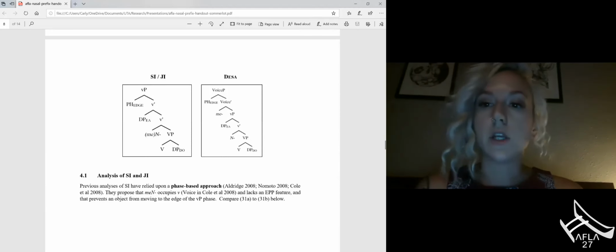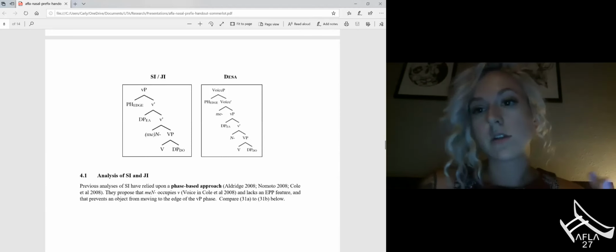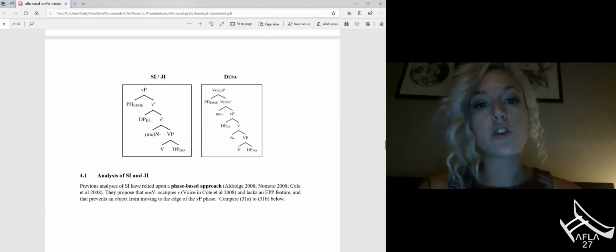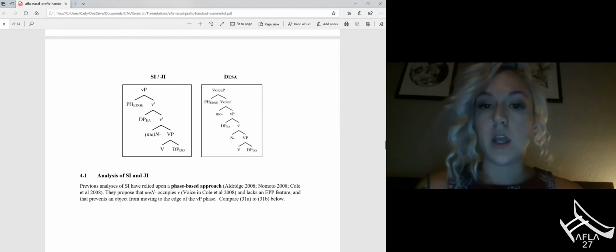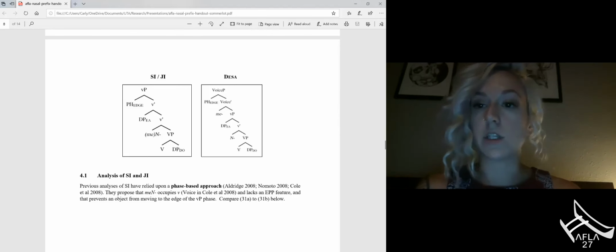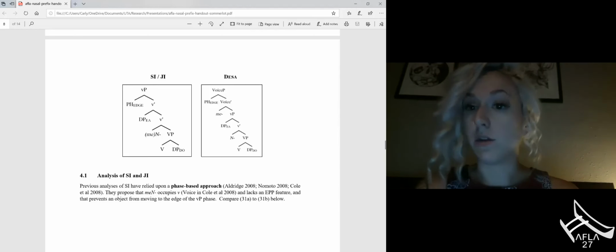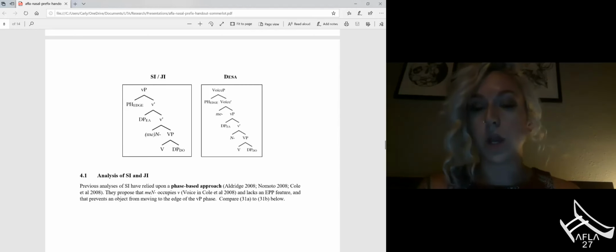So in Standard and Jakartan Indonesian, we see just this little vP. We see maN or naN, depending on the language, is located in the little v, but this contrasts with Desa, where we see a voiceP that then has a little vP, and ma is located in voice, and na is located in the little vP.